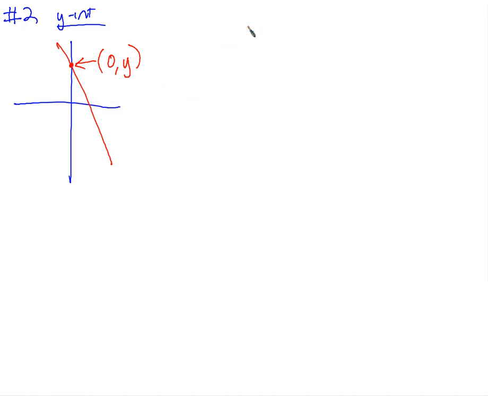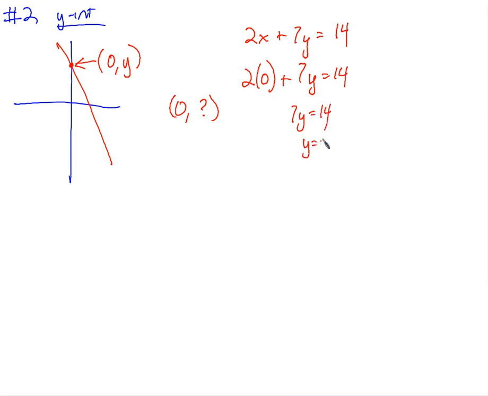Okay, so if we were to take 2x plus 7y equals 14, right, really simple equation here. We want to find the y-intercept, and it doesn't matter how this equation is written. It can be written this way, in slope-intercept form, or whatever. If x is 0, we're saying this is the x part of the coordinate. We're just assuming that it's 0. Now we're going to figure out what y would have to be. Okay, so plus 7y equals 14. 7y equals 14. Y would have to be 2. Okay, so now we know what this value would have to be. It would have to be 2.